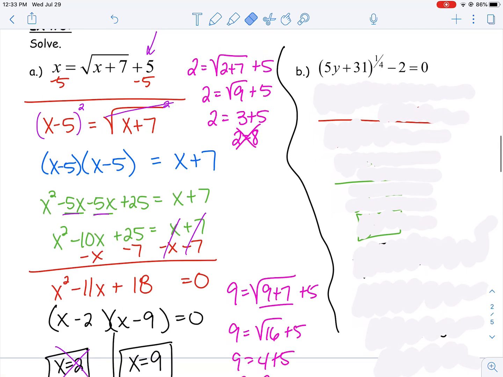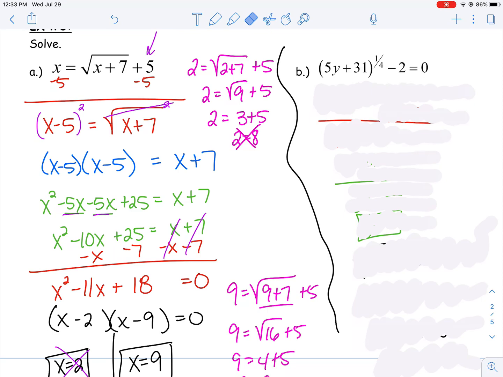Okay, let's try one more. Let's look at B. B says we have 5y plus 31 to the 1/4 power minus 2 equals 0. 1/4 power. That kind of looks weird, doesn't it? It looks like we have a fractional exponent. But we know from previous sections that a fractional exponent can actually be changed into a radical, right? Remember, top dog goes in the house?